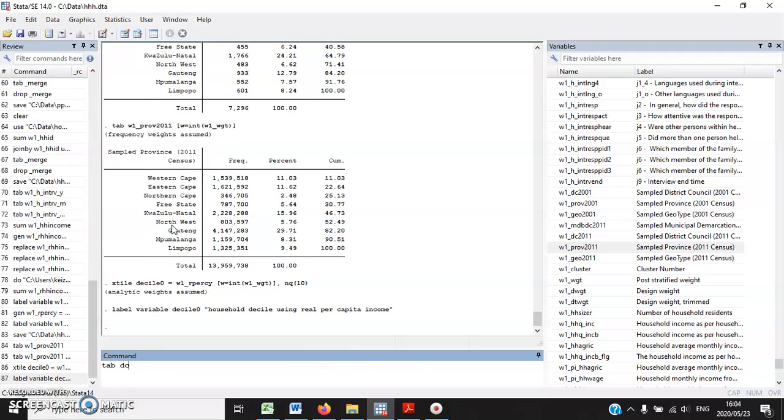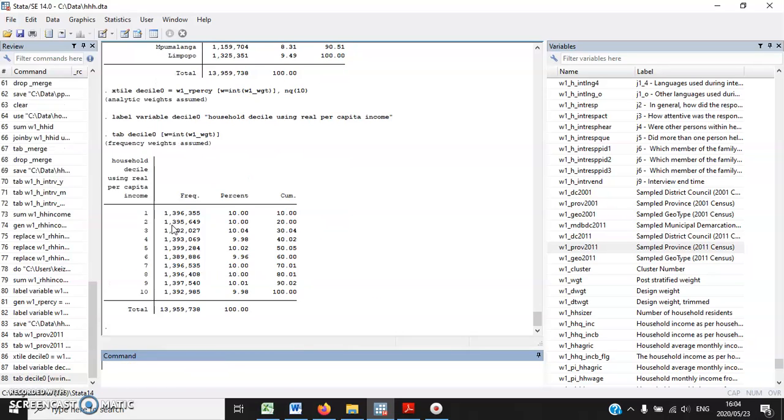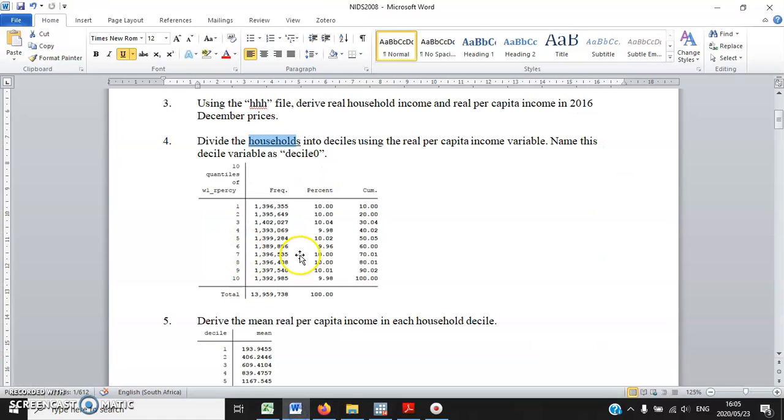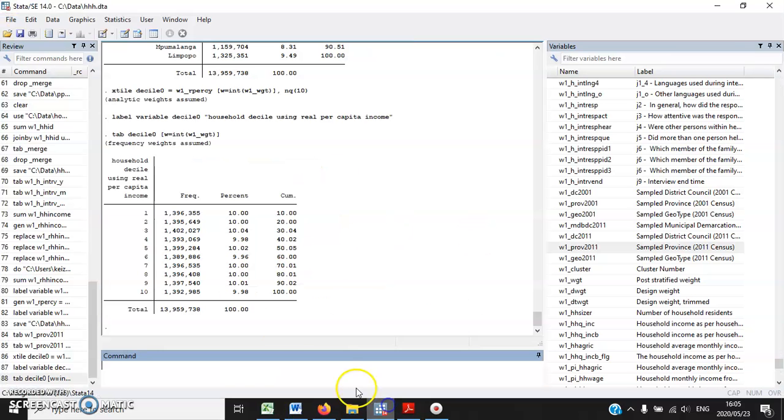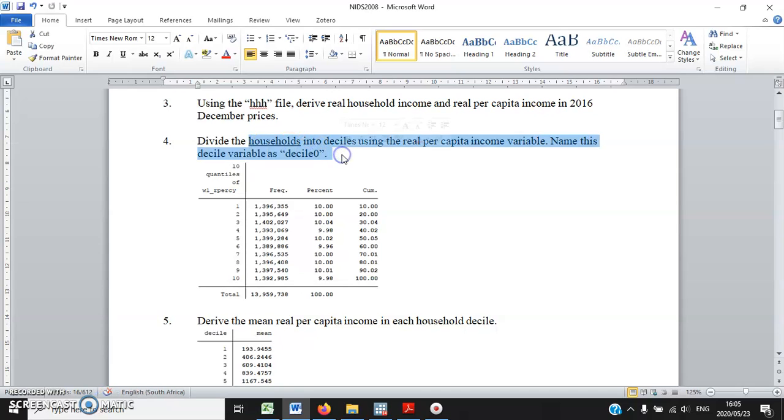Okay, and really let's tap decile 0. Hopefully, we would really get 10% of households in each decile. Okay, I think I get the same answers as what I did at the time I created this handout. Okay, more or less 10% of households per decile. So we finish question 4.